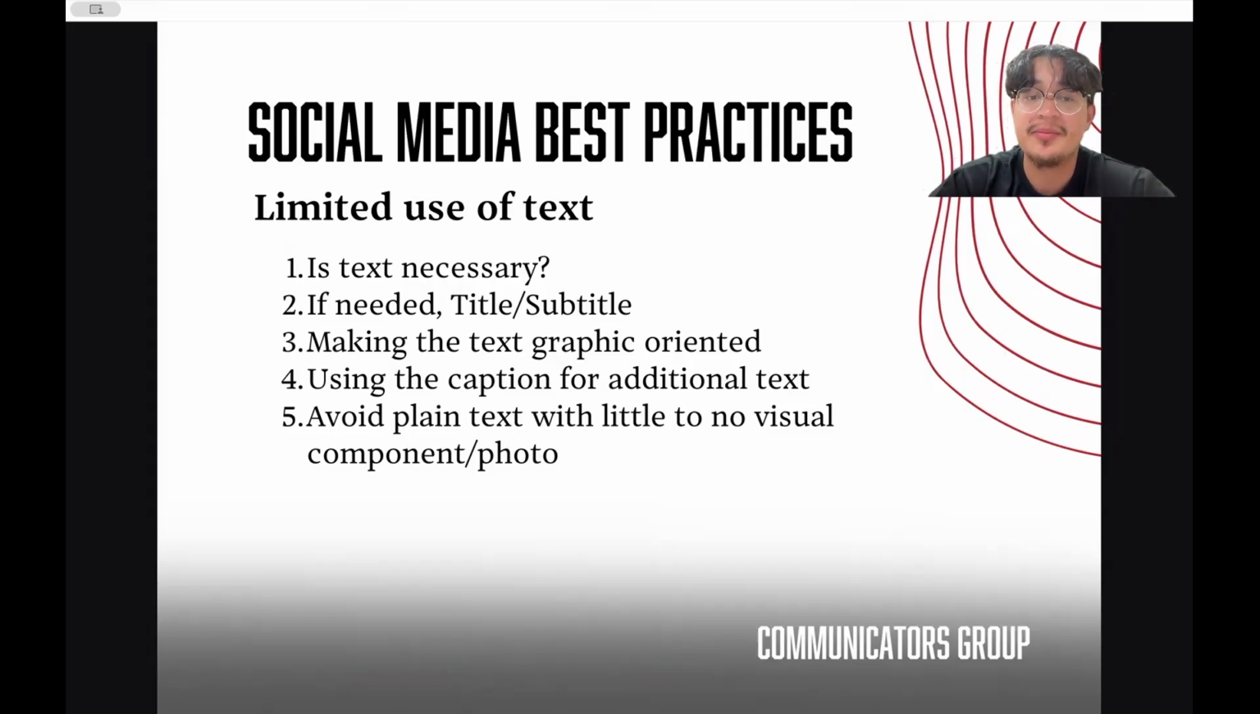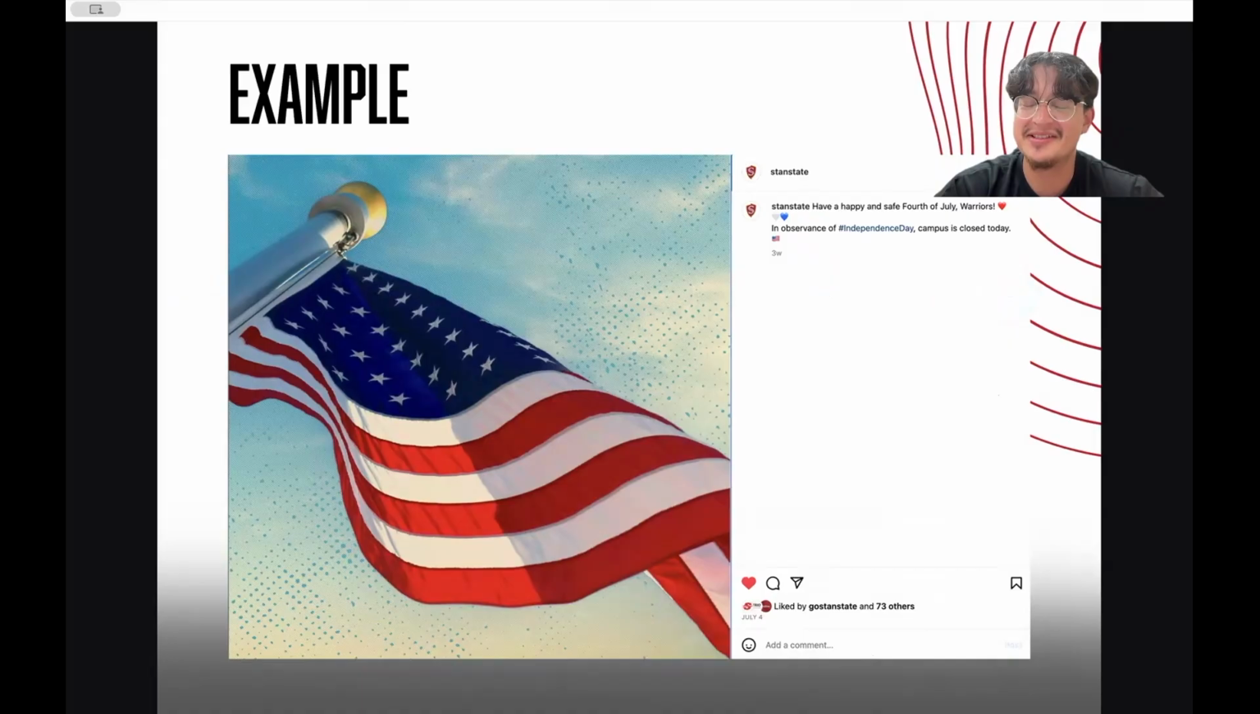You also want to make sure that the text graphic is oriented. You can also utilize the caption for additional text just so that the post is not too text heavy. You also want to make sure you avoid plain text with little to no visual component or photo. Now let's look at an example.